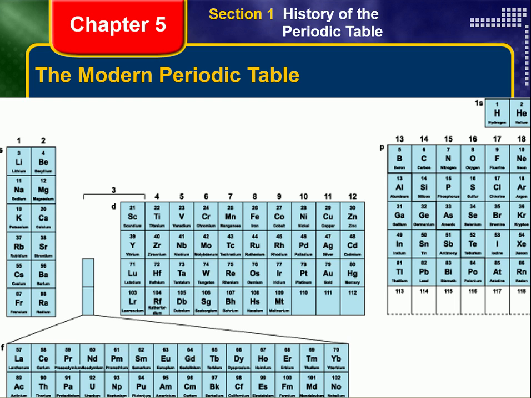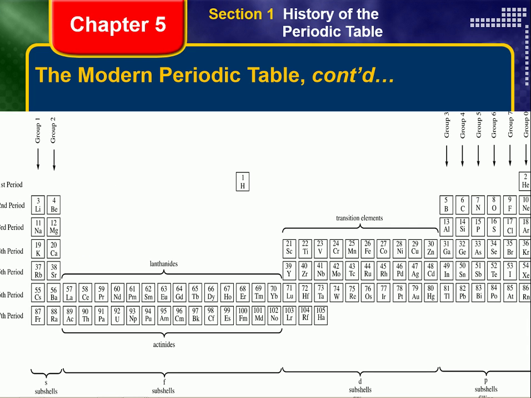So we have the S block over here on the left. We have the P block on the right. We have the D block in the middle, the transition metals, and then we have the F block with the lanthanides and actinides pulled out of the periodic table because they would simply be too long. If the lanthanides and actinides were not pulled out of the periodic table, it would look like this. And I hope you can see that this is a pretty long piece of paper, and it's simply awkward.